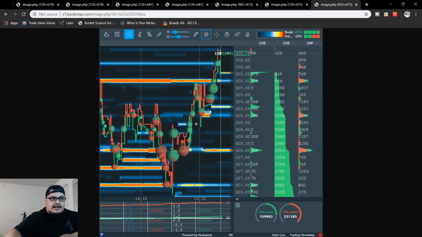So it bounced here and it continued up, and you could see where these orders start getting filled in this area, and there was enough buying to break this resistance in order for the price action to keep on going up.